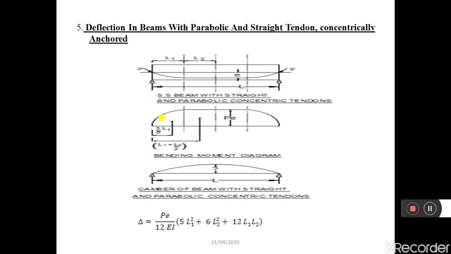Now coming to the fifth case, deflection in beams with parabolic and straight tendons eccentrically anchored. So here it is a rectangular beam which is provided with a cable, and cable profile is having two nature. One is the cable is straight at the midspan. From here to here it is straight profile, and here it is parabolic. You can see here it is parabolic. We can tell that the length L1 is parabolic and L2 is linear or straight cable.